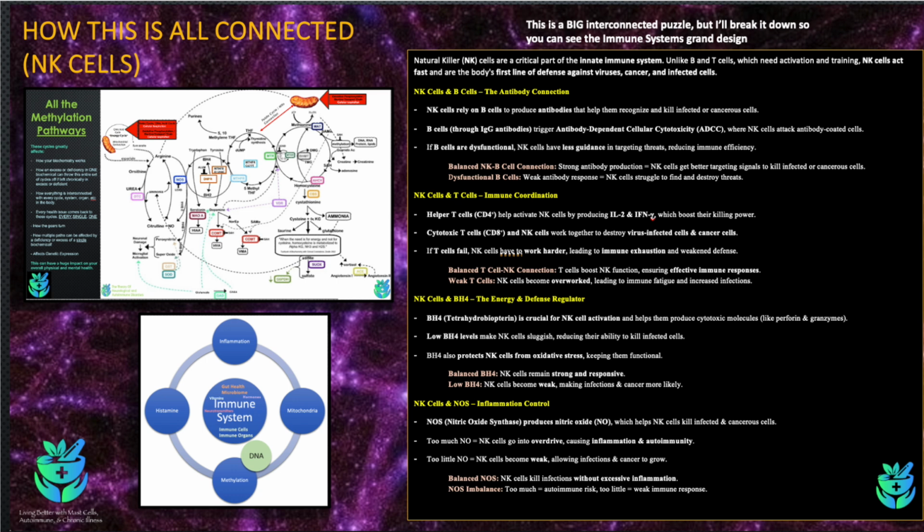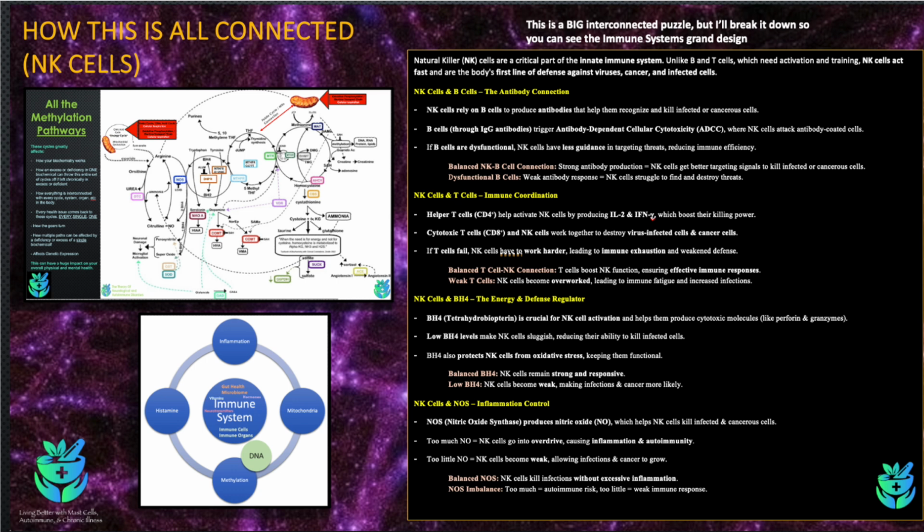BH4 is crucial for natural killer cell activation and helps them produce cytotoxic molecules like perforin and granzymes. Low BH4 levels make natural killer cells sluggish, reducing their ability to kill infected cells. BH4 also protects natural killer cells from oxidative stress, keeping them functional. So with balanced BH4, natural killer cells remain strong and responsive. With low BH4, natural killer cells will become weak, making infections and cancer far more likely.